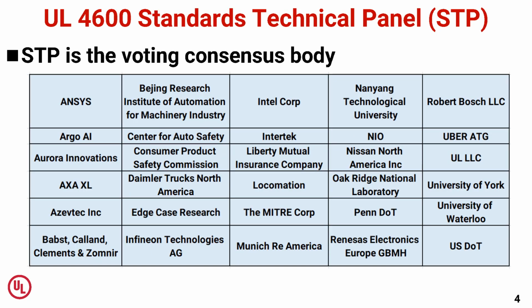Our STPs are balanced consensus bodies with representatives from diverse interest categories such as manufacturers, supply chain, commercial users, governments, consumers, testing organizations, and international participants. The STP is responsible for the development and maintenance of UL 4600. Stakeholders provide diverse perspective and expertise and are essential to the UL standards development process. With participation from the STP and stakeholders, the end result is a collaborative consensus standard.